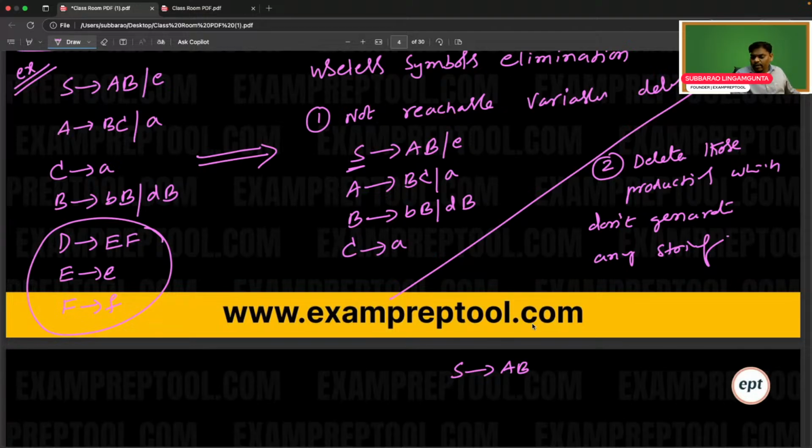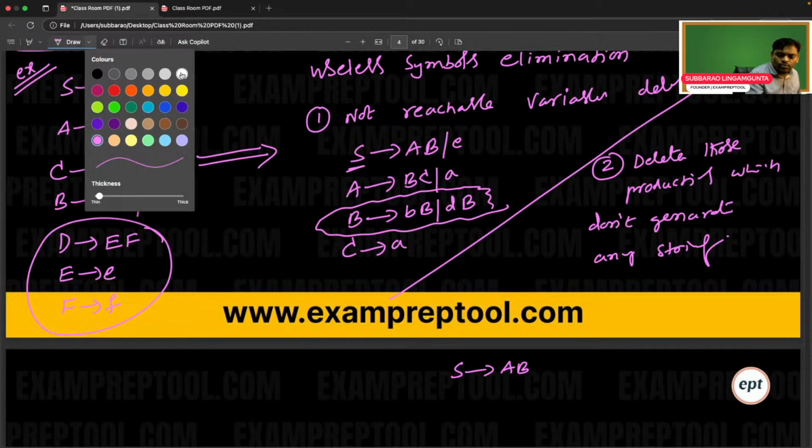Now observe everyone. All are reachable. See this one: B goes to BB, B goes to DB. If you observe clearly, it is a recursion. B calling B is recursion. Every recursion should have a termination condition. There is no termination.